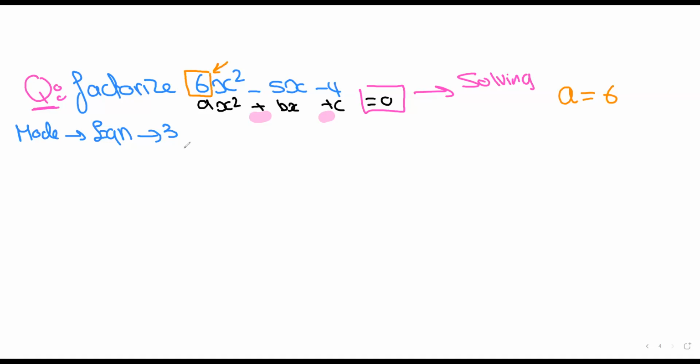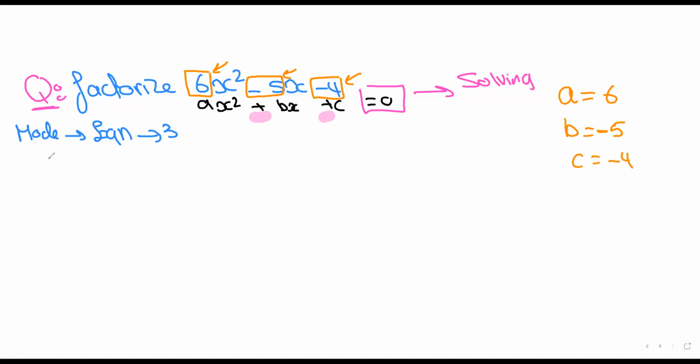by comparing these two, we find that the value of A is 6, which represents the number on the left-hand side of x power 2. The B is -5, which represents the number on the left-hand side of x. And the C is -4, which represents the constant value.